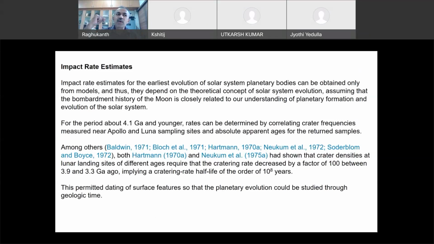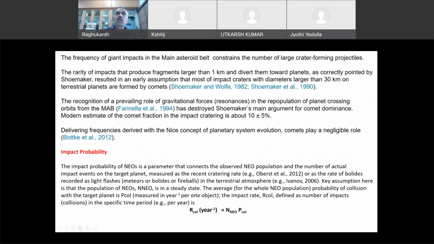So that also becomes very important itself. And then that also helps in dating of the surface features, the geological age of the planet surfaces also. Okay, so this is what they say. So the rarity that produces fragments.